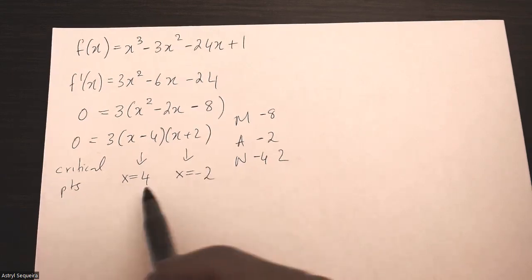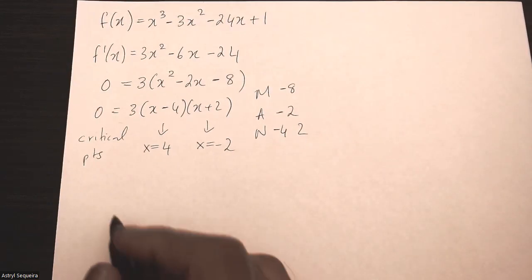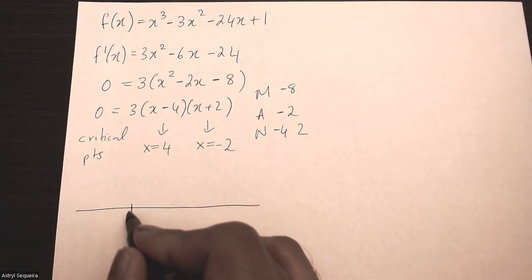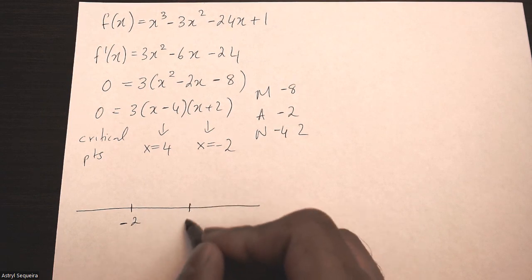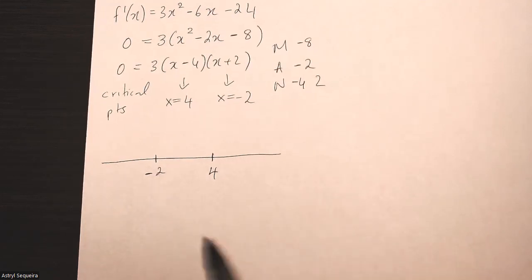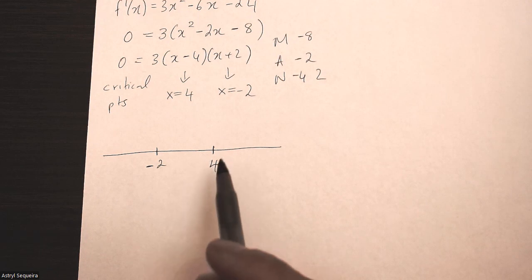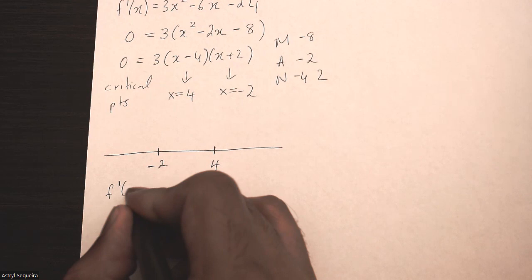Once I find my critical points, I need to classify them as maximums and minimums. In order to do that, I'm going to do a number line, and I'm going to put my critical points on my number line. And now I'm going to test all these three ranges to see whether they are increasing or decreasing. I'll start with testing f prime of negative 3.